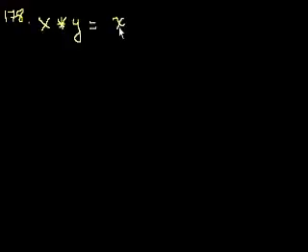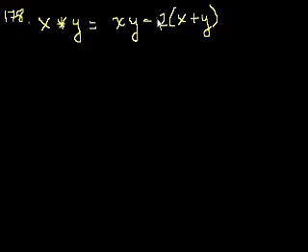Problem 178. If x star y is equal to xy minus 2 times x plus y, for all integers x and y, then what does 2 star minus 3 equal? So here we essentially just have to do pattern matching. Everywhere we see an x here, we substitute with 2, and everywhere we see a y, we substitute with minus 3. And just to be clear, this isn't an equal, that's a minus right there.